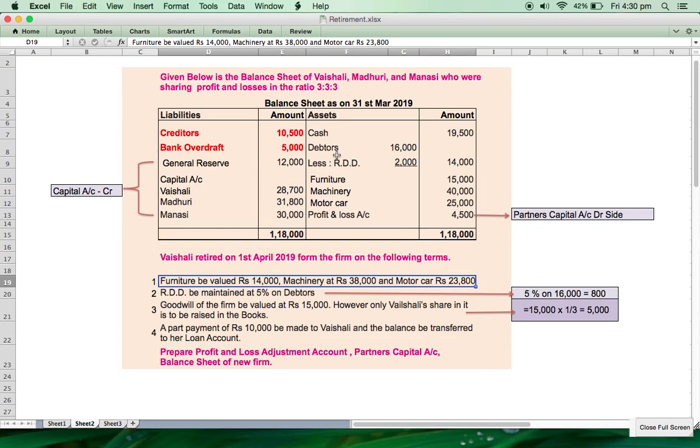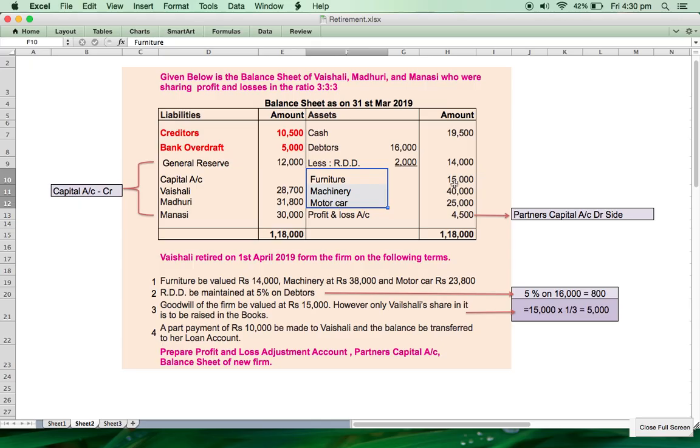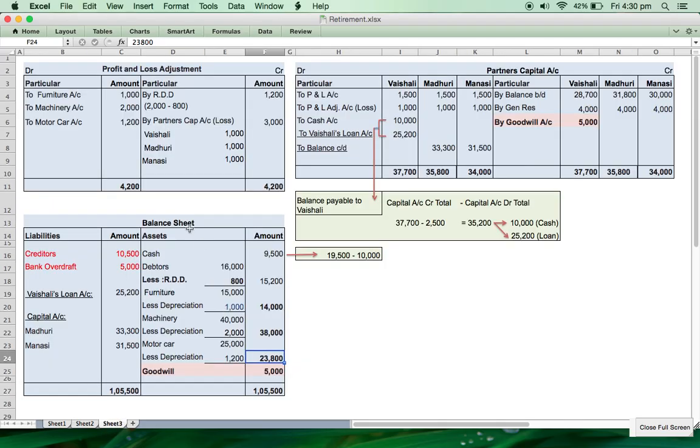Whatever values are given for these assets in the old balance sheet, those would be transferred to the inner column as usual. So furniture 15,000, machinery 40,000 and motor car 25,000. These values would be transferred to the new balance sheet inner column: 15,000, 40,000 and 25,000. Then whatever is the increase or decrease in the value of asset, that we show here as depreciation or appreciation as the case may be.